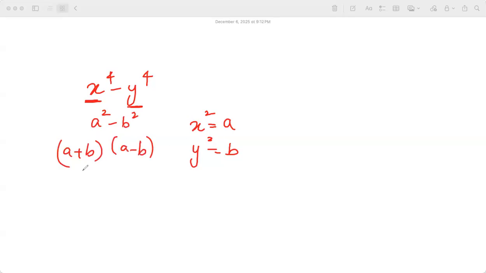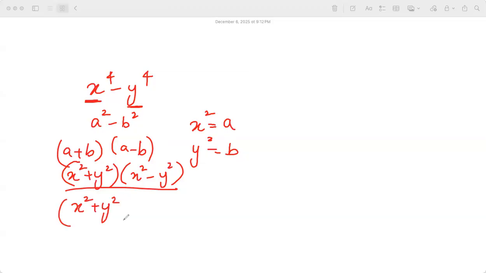But then what is a and b? x squared plus y squared, and x squared minus y squared. Again, this is not simplified. This is not factorized. This one you cannot factorize further, but this one you can factorize as (x plus y)(x minus y).